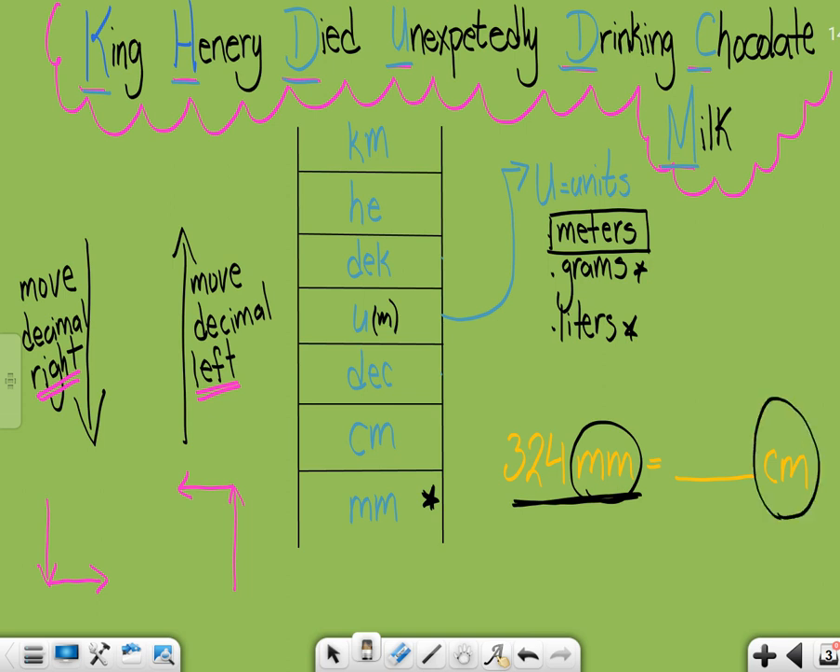Think of it like a race. I'm starting at 324 millimeters. I want to finish the race at some blank centimeters. Okay, so I've started at millimeters, which is right here. I'm at 324 millimeters. That's my starting point. I'm going to put a star here. And I want to end at centimeters.